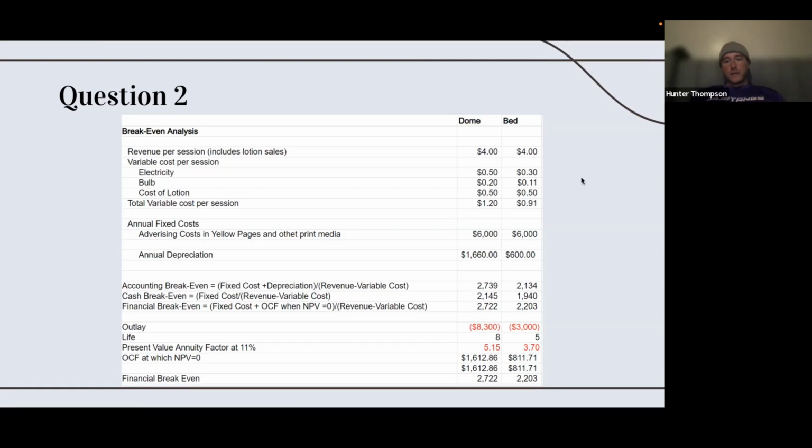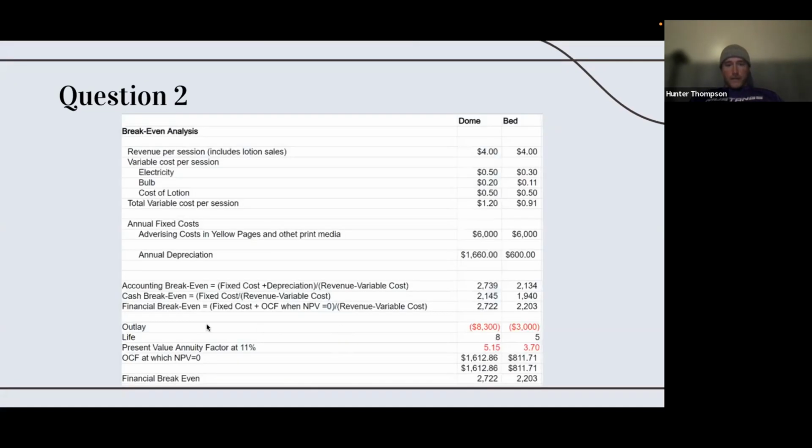Using some of those numbers from the last one, like revenue per session, we see the same for each one. It's $4. But here we can look at our variable cost per session and find a total variable cost of $1.20 for the dome and 91 cents for the bed. Our annual fixed costs, our advertising costs in Yellow Pages and other print media, we have 6,000 for both, as well as our annual depreciation of 1,660 for the dome and 600 for the bed.